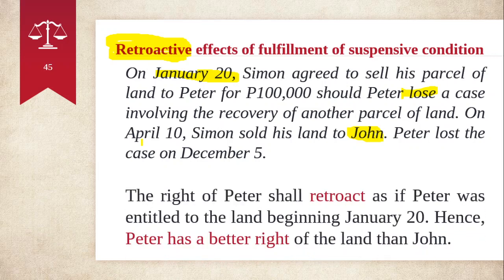According to 1187, the right of Peter shall retroact. Babalik dun sa araw kung kailan sila nag-constitute ng agreement. As if Peter was entitled to the land beginning January 20. Hence, Peter has a better right than John. Kahit pa nabili mo na yan, tol, ako pa rin yung may better right. Bakit? Yung right kong ito, magre-retro kung kailan kami nag-agree. That was on January 20.